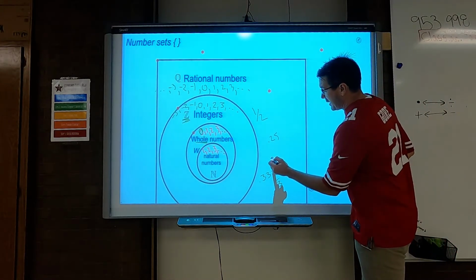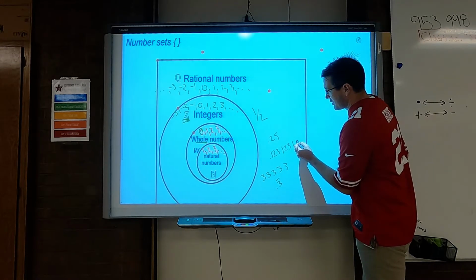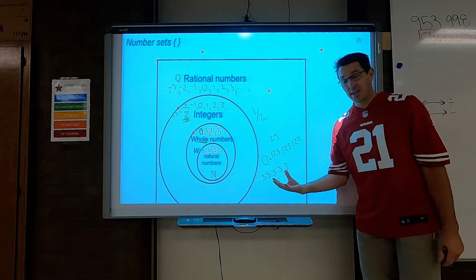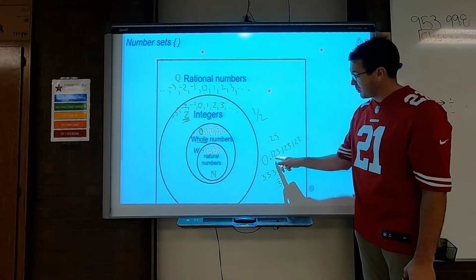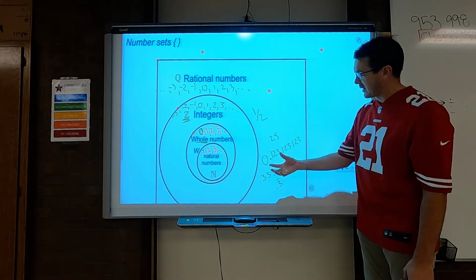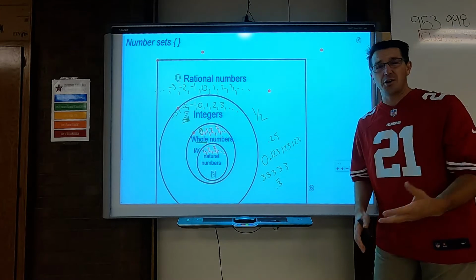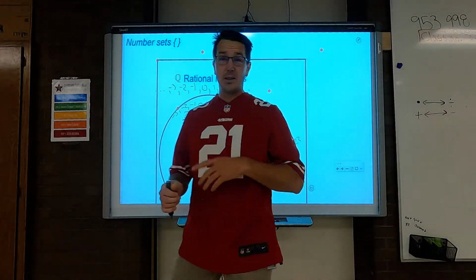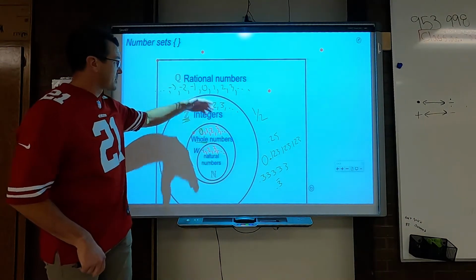It also could be 1, 2, 3, 1, 2, 3, 1, 2, 3, going on forever. And you say, how is that rational? Well, because I can tell you each number in the sequence. I can go back 100 places, 1,000 places. These are rational numbers. So basically, integers are rational numbers, whole numbers are rational numbers, natural numbers are rational numbers.